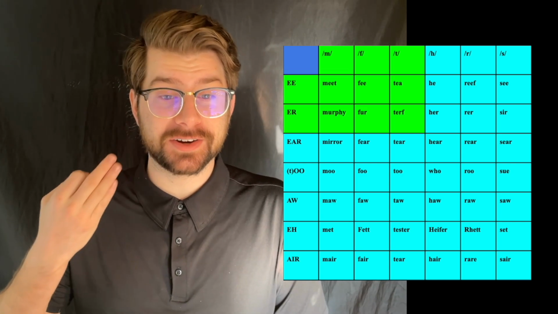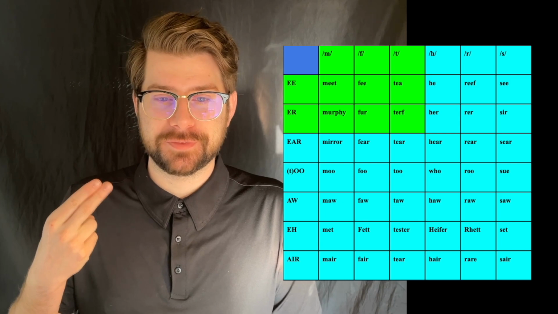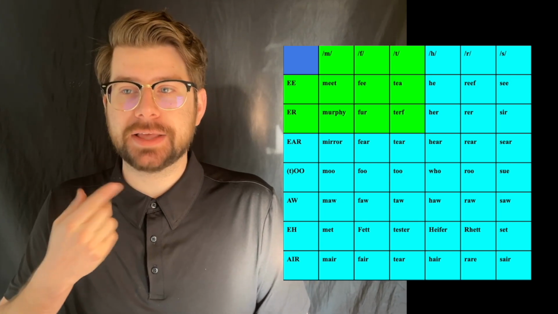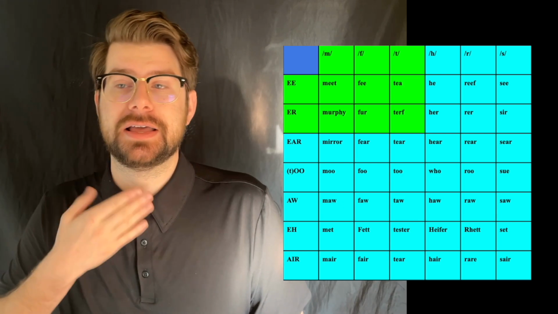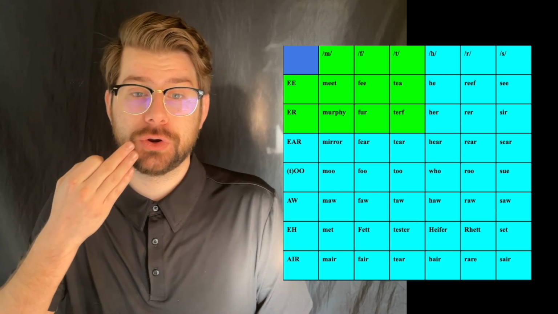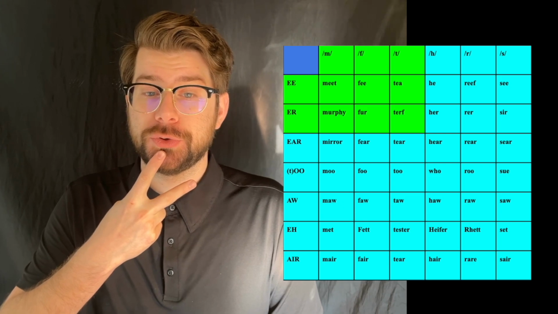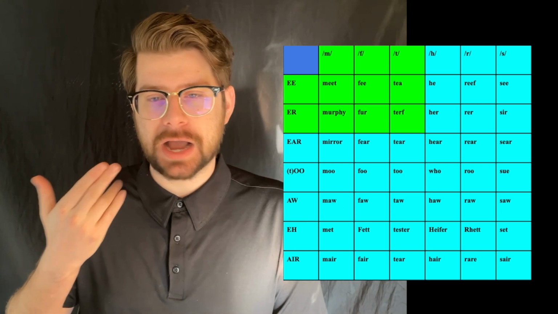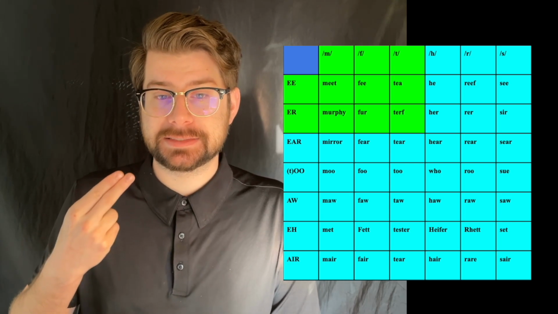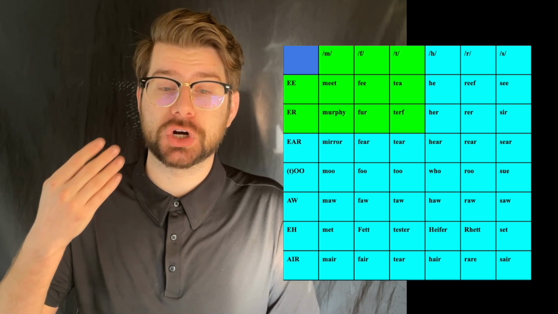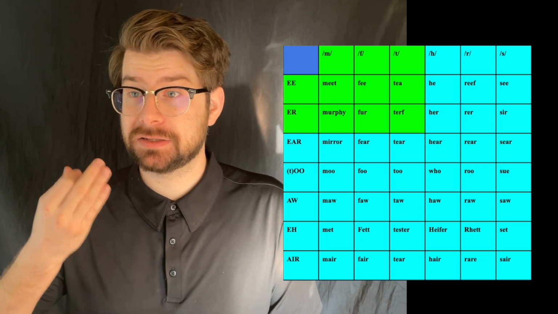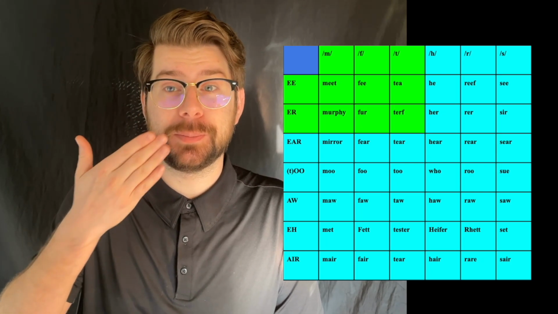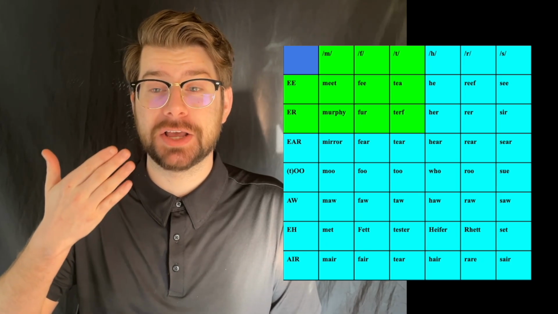Now for ear, we have mirror, just like with Mary and error, we're going to cue mirror like that. We're not going to cue it as mir-ror. And some of you may even say the word mirror as just mirror.